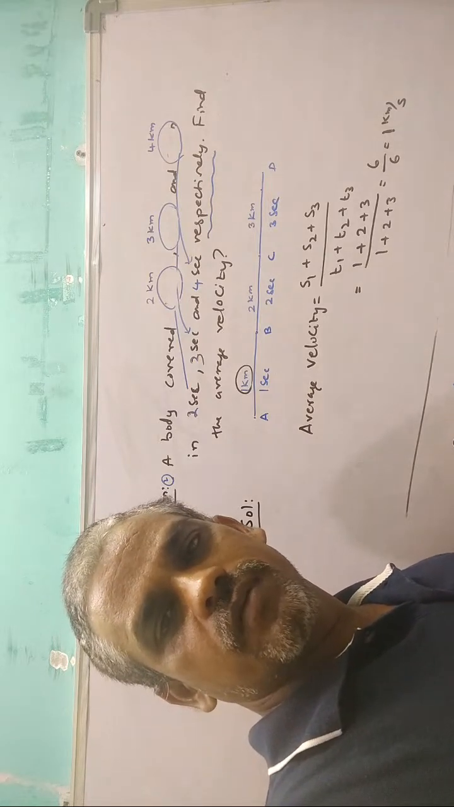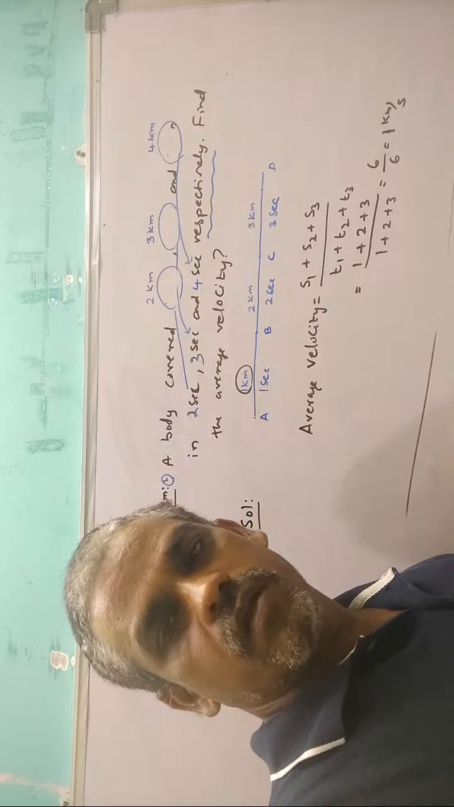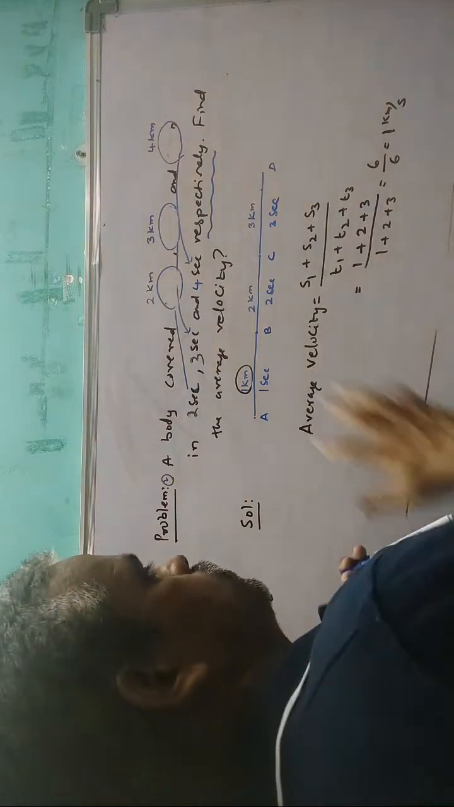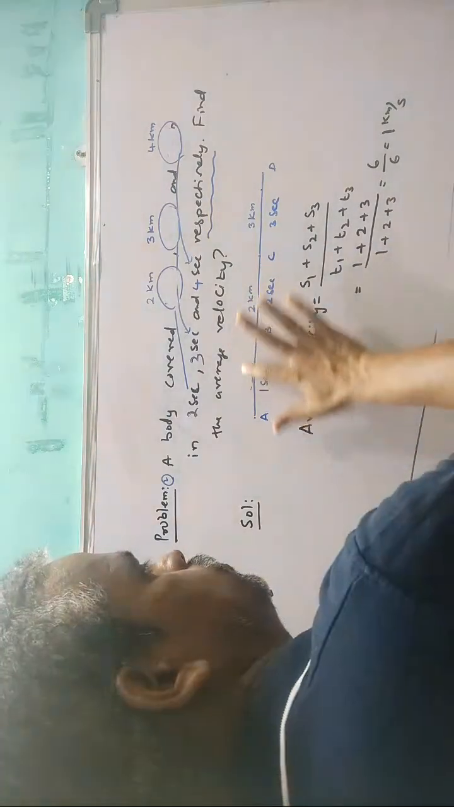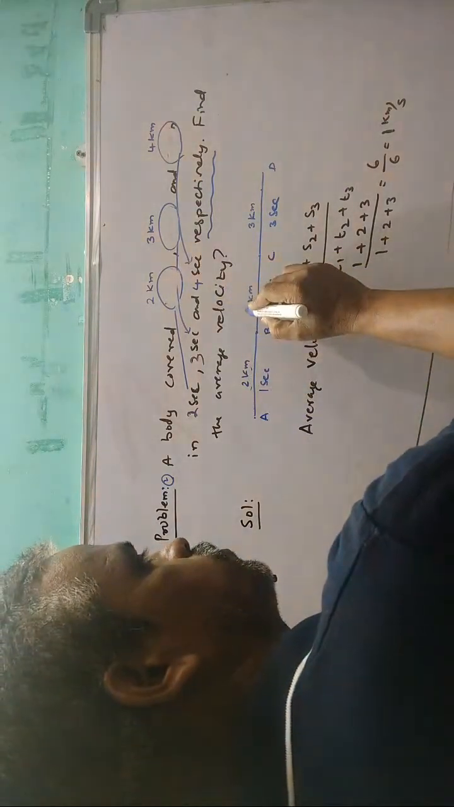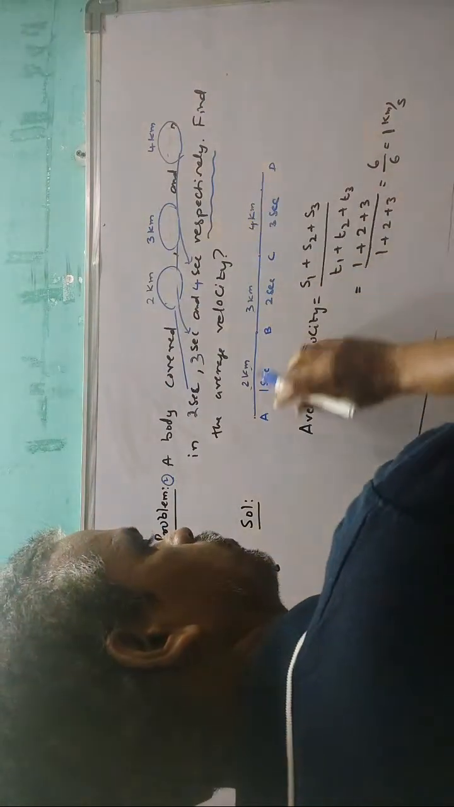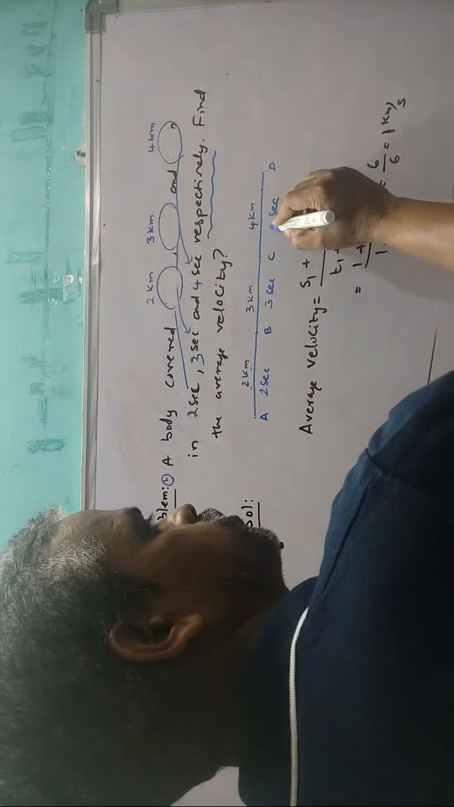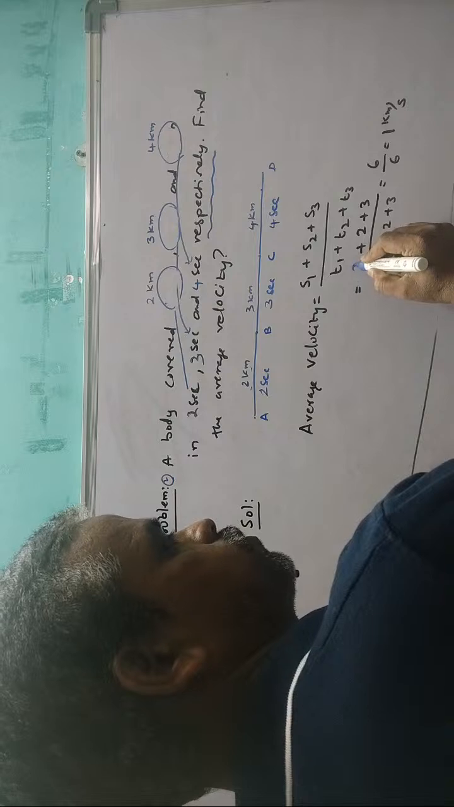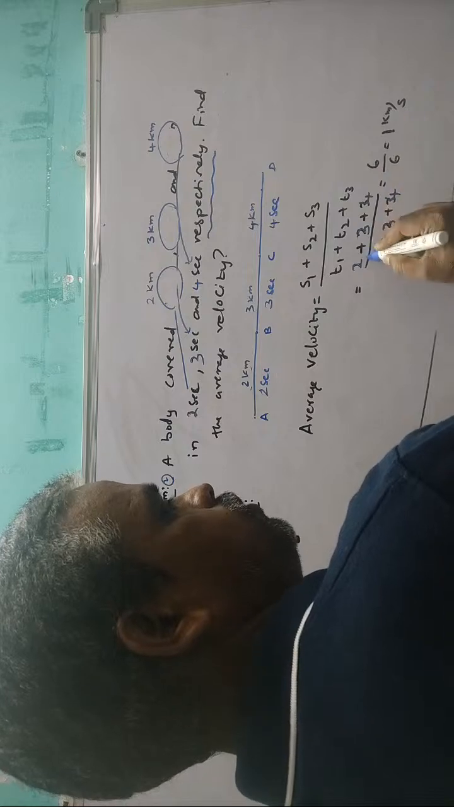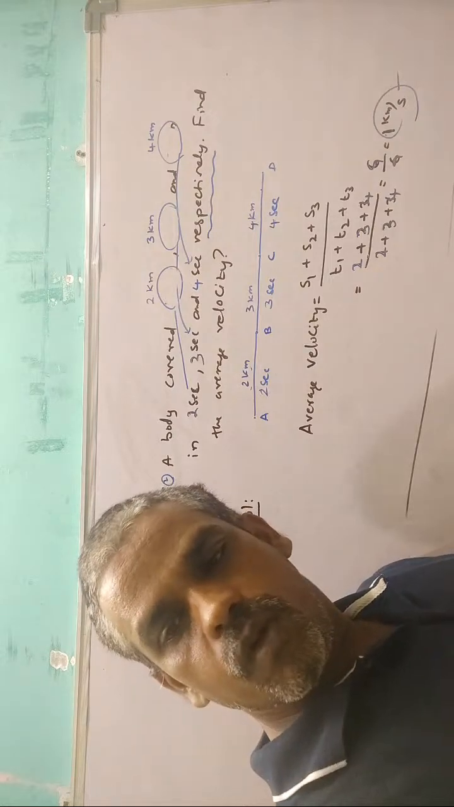You also give the answer. Balu gave. Here also same situation. See what the situation is here. 2 kilometer, instead write 2 kilometer. This will be 3. This will be 4. This will be 2 seconds. This will be 3 seconds. This will be 4. So write here 2, 3, 4, 2, 3, 4. 9 by 9, 1. Very good. 1 meter per second.